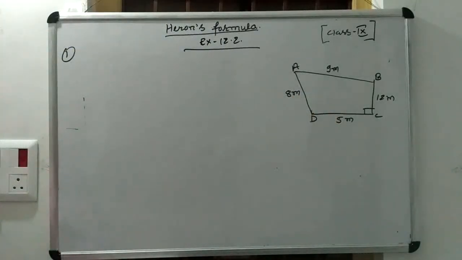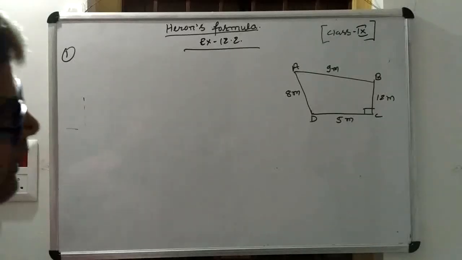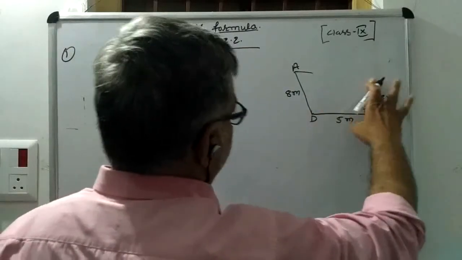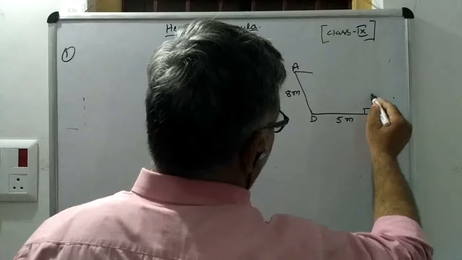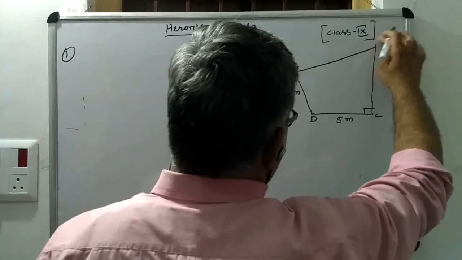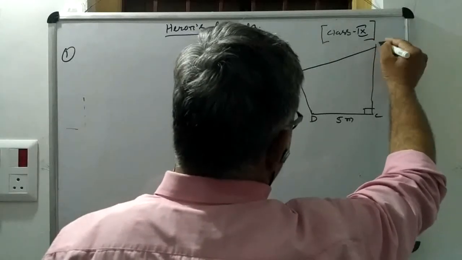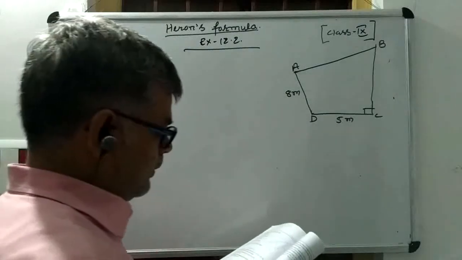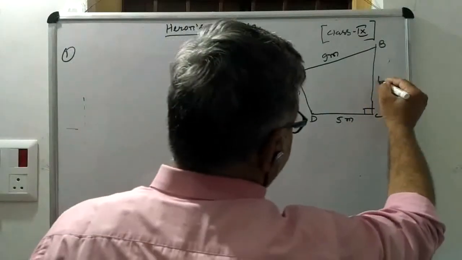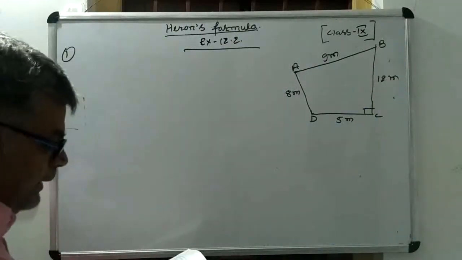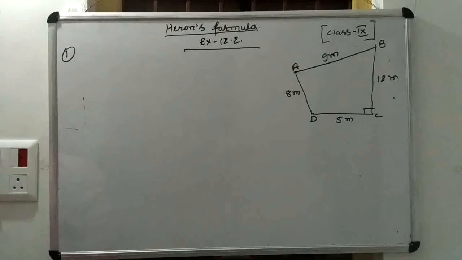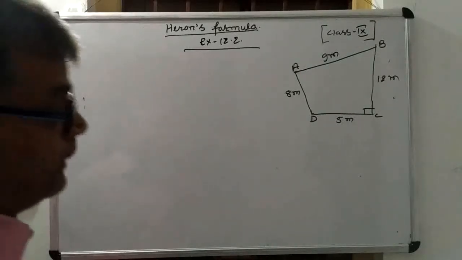Now we have to find the area of this quadrilateral. Since it seems not to be according to the dimensions, it is better to make this line a little bigger and join this. Now it is okay. AB was how much? 9 meter. Now BC is 12 meter, CD is 5 meter, and AD is 8 meter. Now you have to calculate the area of this quadrilateral.